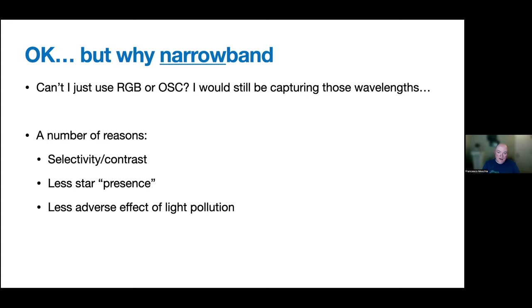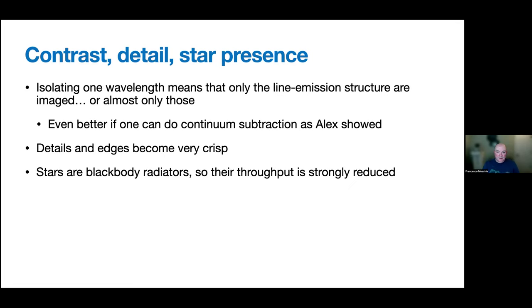The use of narrowband filters gives you less star presence. The stars are smaller, are tighter, they are less intrusive on your image. And then there's the reason, which in my opinion is the most important: with a narrowband filter, you are greatly reducing the adverse effect of light pollution. And the narrower the bandwidth, the greater the benefit. So I have here a few examples that I'd like to share with you. And I'm going to start talking about the effect of narrowband on contrast, detail, and star presence.